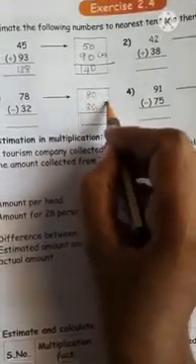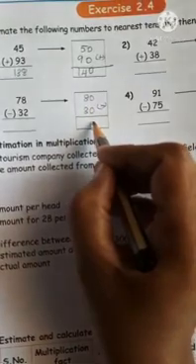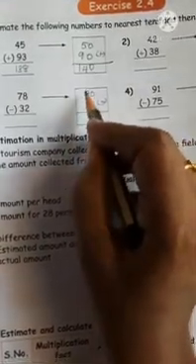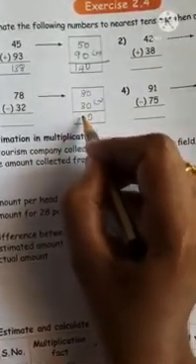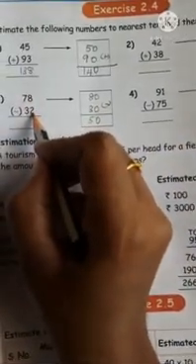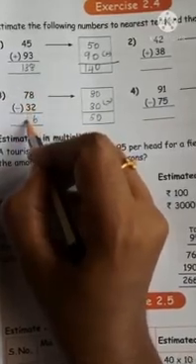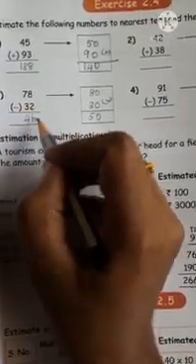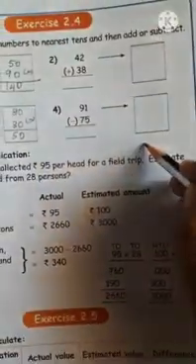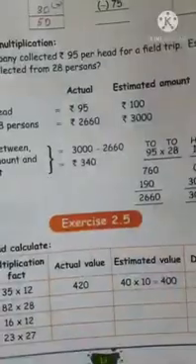Now this is a subtraction sum. So we have to subtract. 0 minus 0, 0. 8 minus 3, 5. And here you subtract 8 minus 2, 6. 7 minus 3, 4. So 46 is rounded to 50. Remaining two sums you have to do as homework.